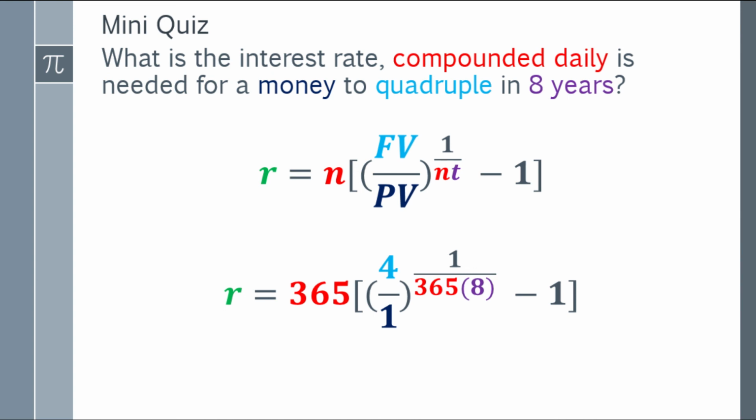Then, back to the formula, our n is 365 because it's compounded daily. So, 365 times the quantity. Let's go to the fraction first. FV is 4 and PV is 1. Our exponent is 1 over n times t. The n is 365 and the time is 8 years. So, 365 times 8. Then your exponent will be 1 over 365 times 8. Then, you subtract 1.